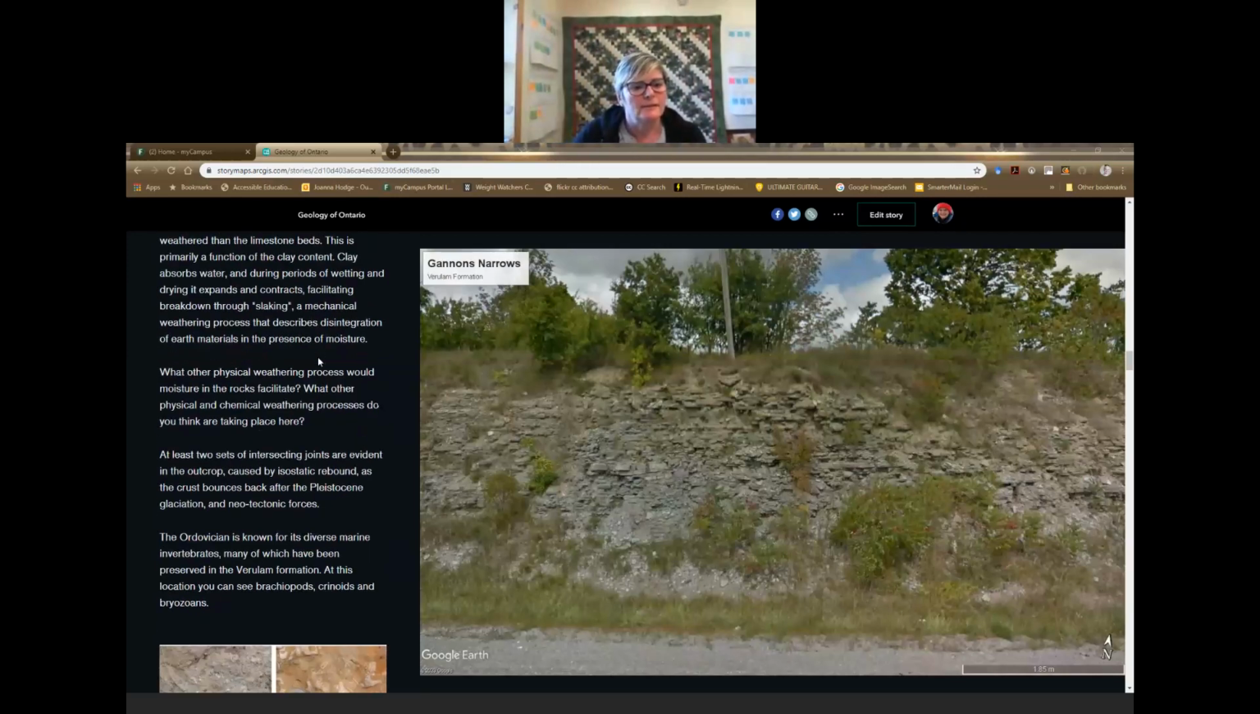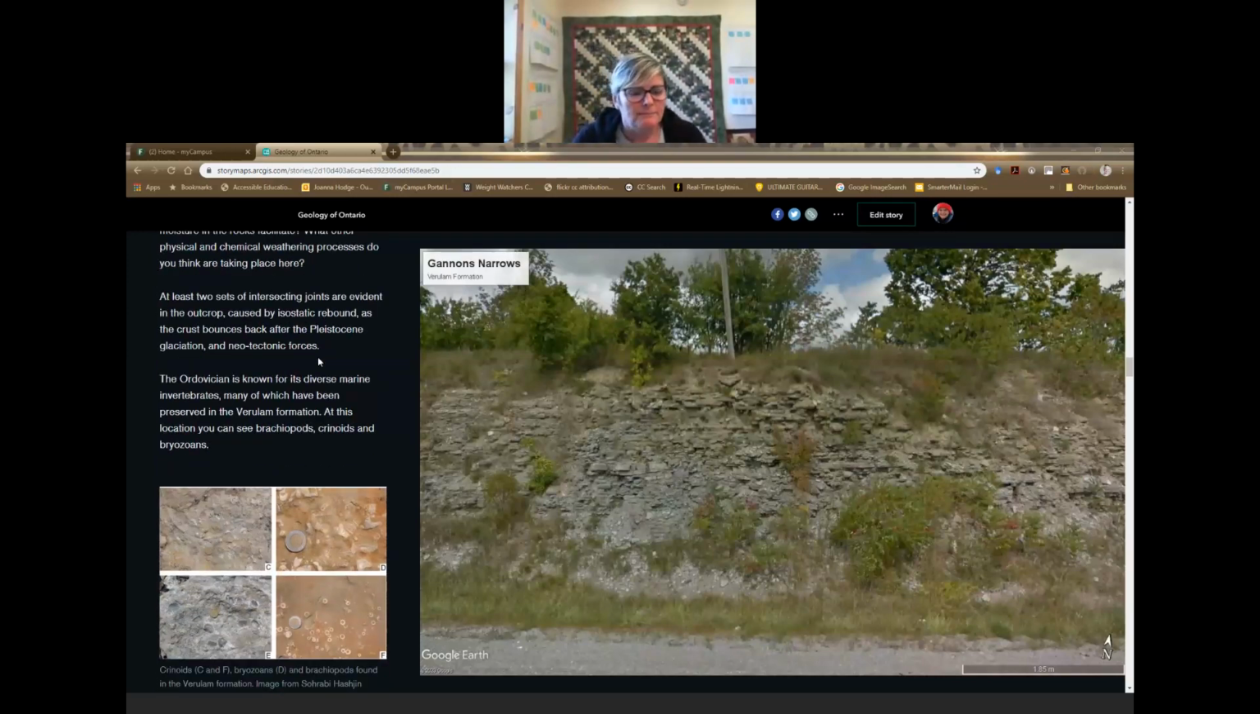All right. So in this particular outcrop here, there are some intersecting joint sets. You can see that there is a set here. There is another set over here. And you can see a parallel set here. And these are caused by isostatic rebound.